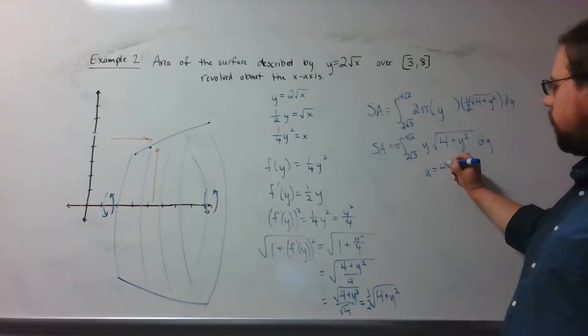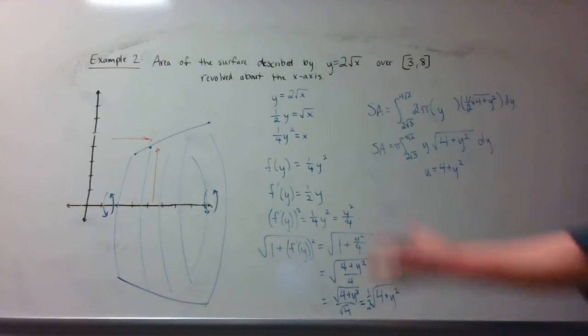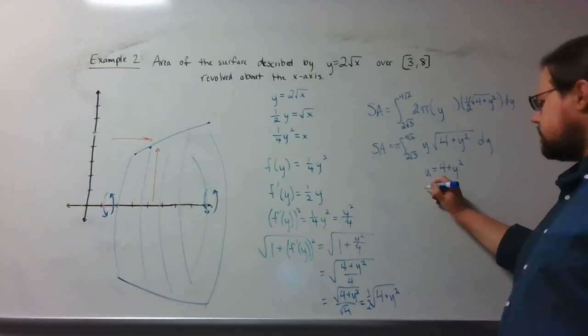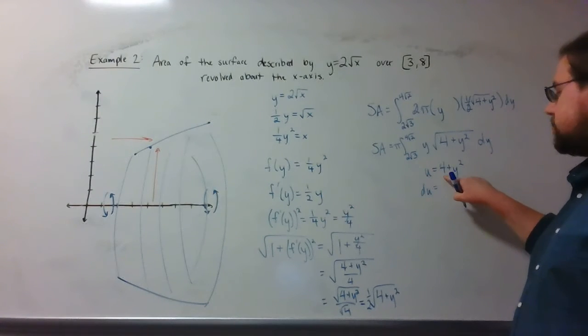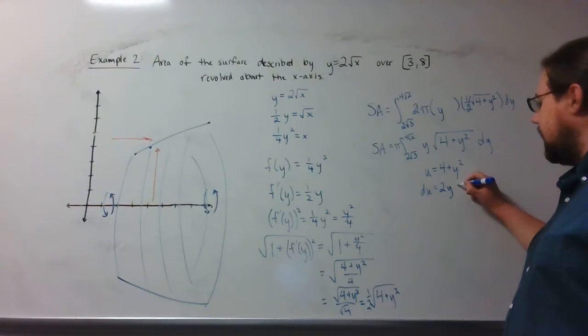So u equals 4 plus y squared. I'm going to go ahead and think about plugging in these y values and making my life a little simpler and use them as u's. Let me go ahead and take care of du though. So that's going to end up dropping the 4, and that's going to end up being 2y dy.